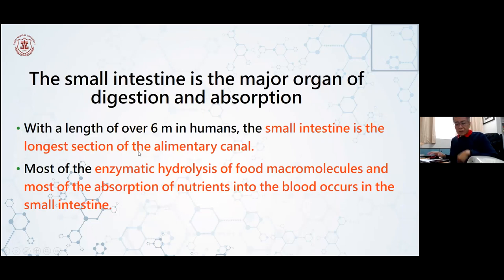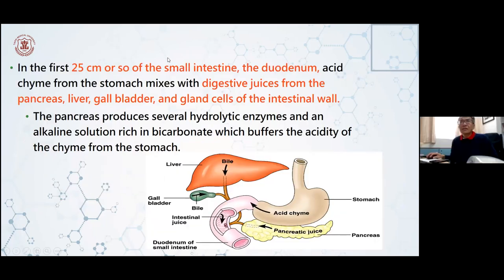So most of the enzymatic hydrolysis of the food macromolecules, and most of the absorption of the nutrients into the blood, occur in the small intestine. This means the small intestine is the most important part of digestion, because the digestion of foods into monomers and the absorption occur there. In the small intestine, the first 25 centimeters is called the duodenum. In the duodenum, the acid chyme from the stomach will mix with the digestive juice.